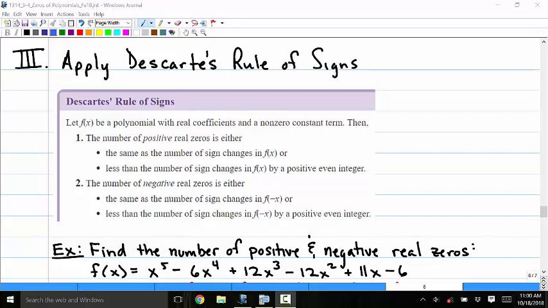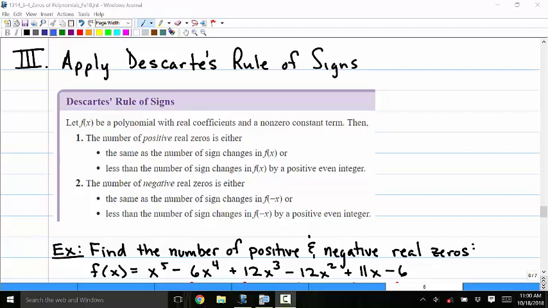Okay, let's talk about Descartes' rule of signs. What does this do for us? We saw last time that whenever we have an n-degree polynomial, that polynomial is going to have n complex roots, right? And those roots can either be real or imaginary. If they're real, those real zeros correspond to x-intercepts, correct? All right, this Descartes' rule of signs helps us find those x-intercepts.